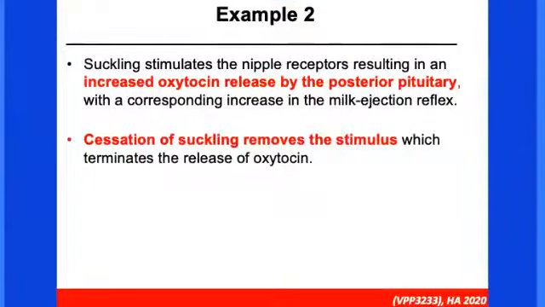Example 2: suckling stimulates the nipple receptors, resulting in increased oxytocin released by the posterior pituitary, with a corresponding increase in the milk ejection reflex. So we have to make sure the oxytocin level increases continuously from the posterior pituitary, so the baby can get the milk, especially the first milk, colostrum. Cessation of suckling removes the stimulus, which terminates the release of oxytocin. So this is an example of a positive feedback mechanism.